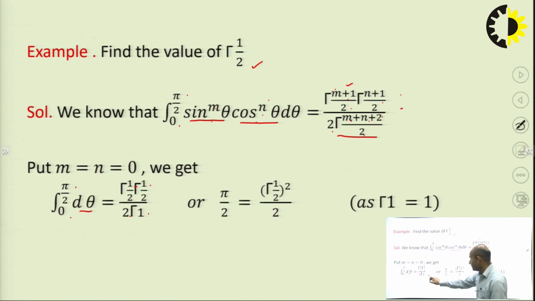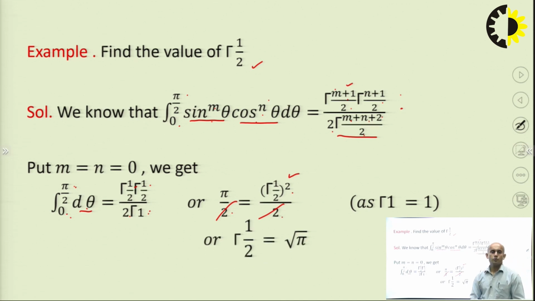So, this gamma 1 is 1 as we have discussed earlier. So, gamma 1 is 1, then this value is half and the numerator part is gamma half whole square, and this left-hand side is integration 0 to pi by 2 d theta. The value of this integration is pi by 2. So, finally, we have gamma half whole square equals pi, or gamma half is root pi. This is very important for this function or multiple integral, that gamma half is root pi.